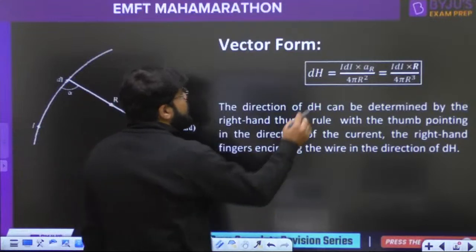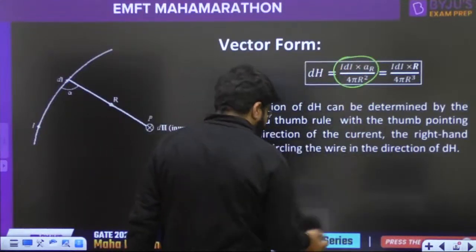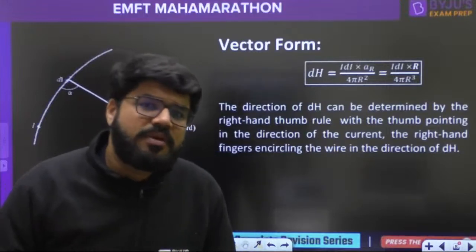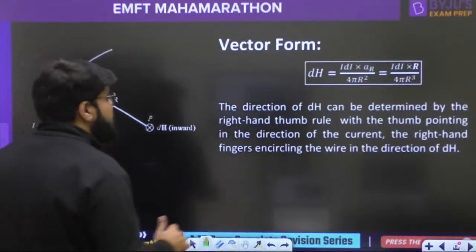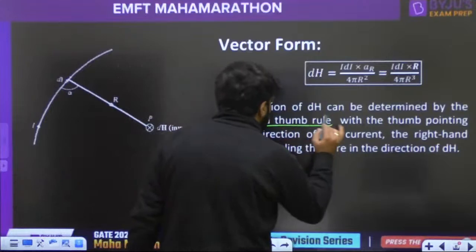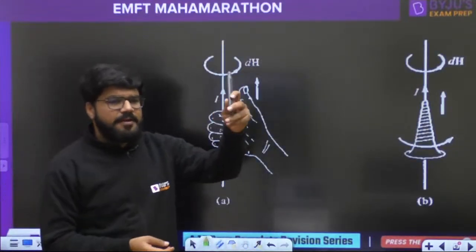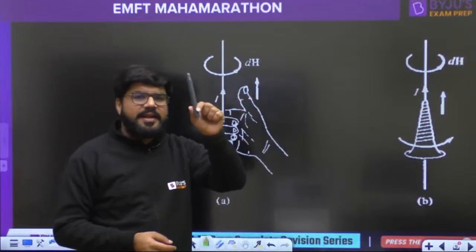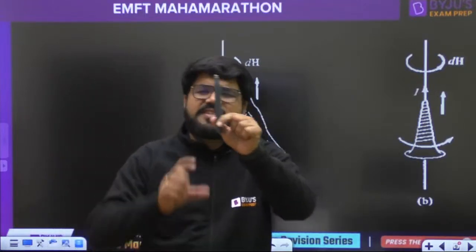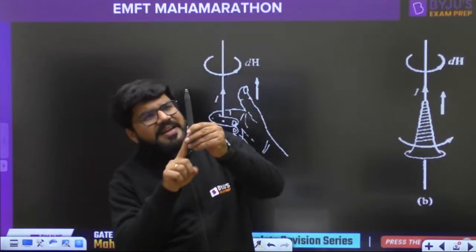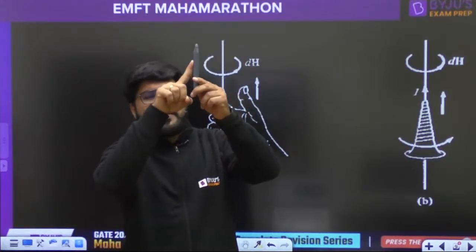Then, because the cross product is involved, how can you calculate the direction of the magnetic field? To calculate the direction of the magnetic field, we'll simply use the right hand thumb rule. How do we use the right hand thumb rule? Suppose this is the line carrying the current I. Suppose this is the line with some small length dl carrying the current I. Suppose the current I is flowing in the upward, vertical direction.